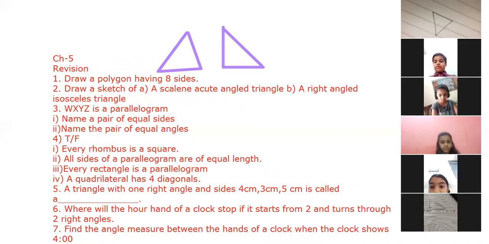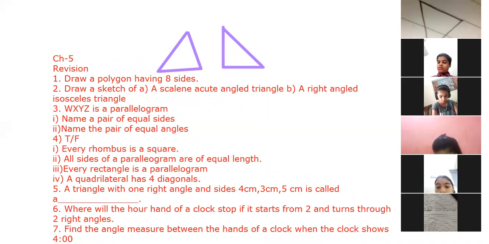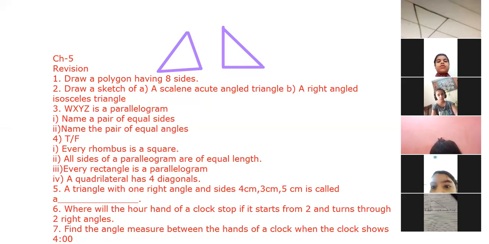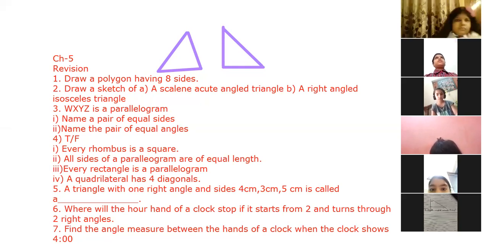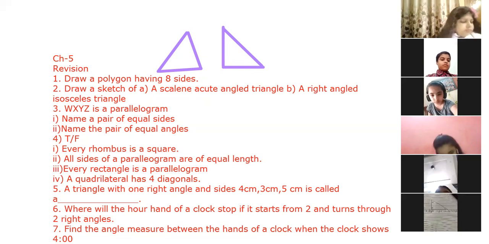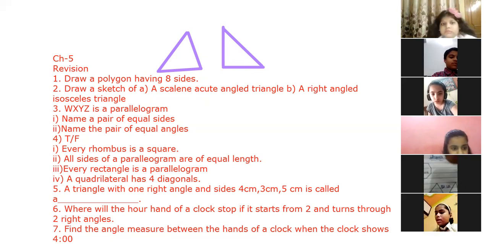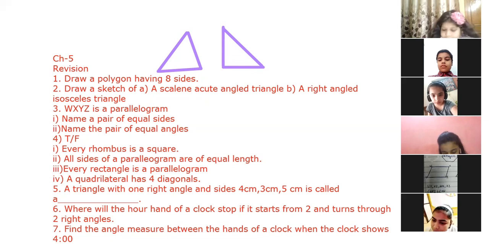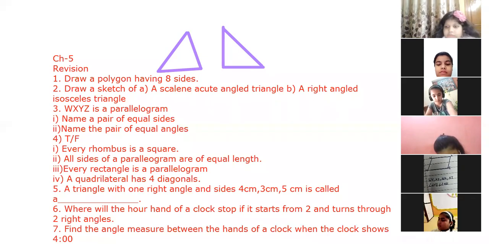But one thing, scalene triangle, that in B part, Kanishka, your base and perpendicular sides are different. Just check it out. Kanishka, check your base and perpendicular sides. It should be same. Because we have to make an isosceles triangle also, and isosceles triangles having two sides equal.